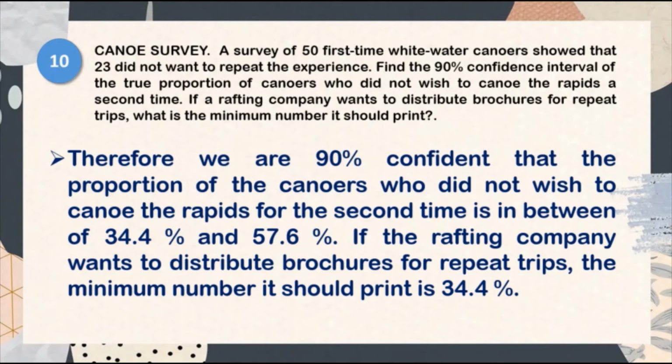Therefore, we are 90% confident that the proportion of the canoers who did not wish to canoe the rapids for the second time is between 34.4% and 57.6%. If the rafting company wants to distribute brochures for repeat trips, the minimum number it should print is 34.4%. That's all for number 10 in exercises 7-3.